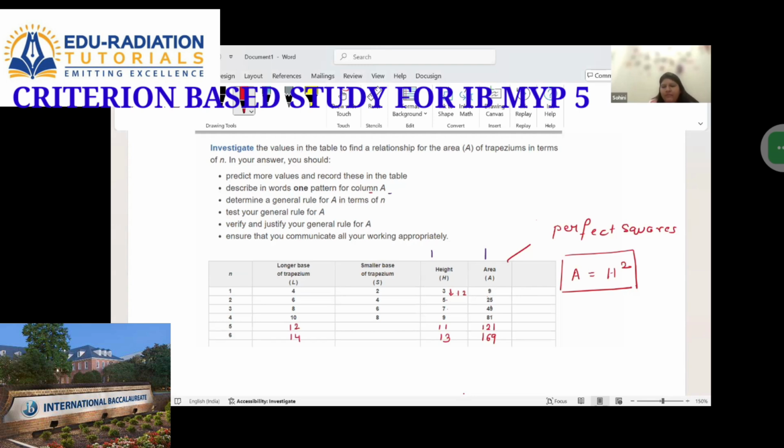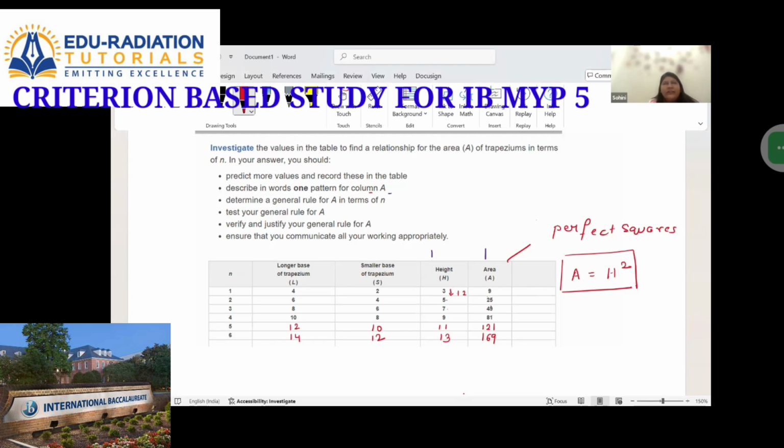What about this one, the smaller base? It's the same thing. It's also increasing by 2, right? So I get a 10 here and a 12 here. So even without knowing the previous terms, I can just predict, right?